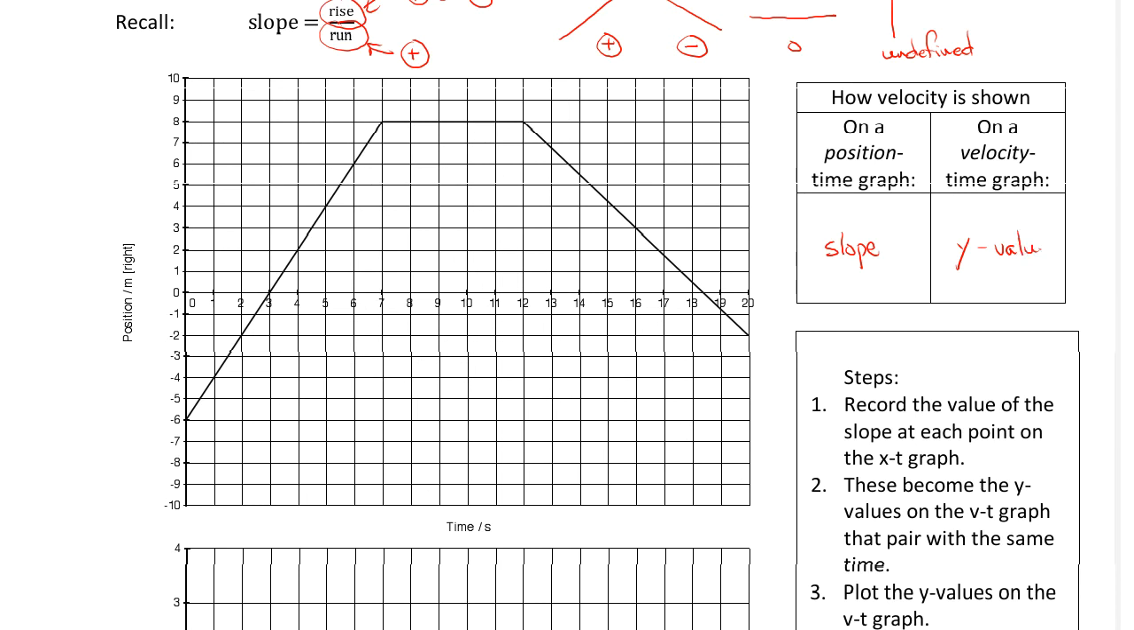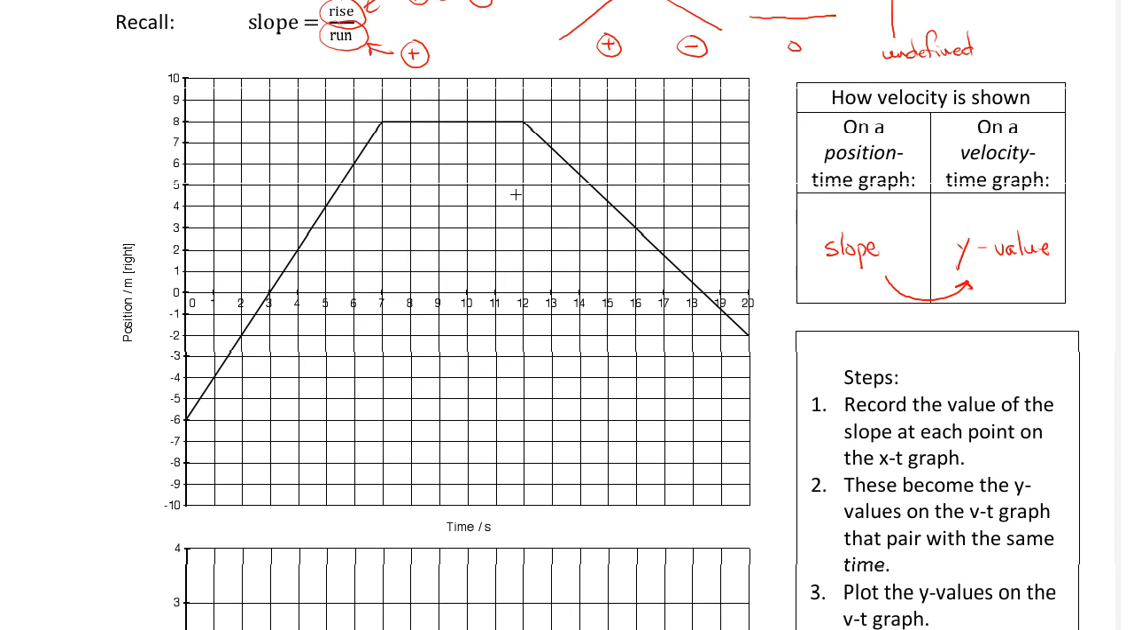So to take a position time graph and make a velocity time graph for the same object, for the same motion, our task is to take the slope at any time on the position time graph and turn it into the y value at any time on the corresponding velocity time graph.